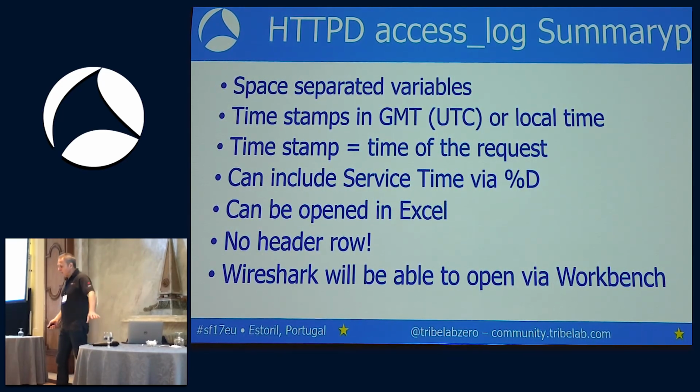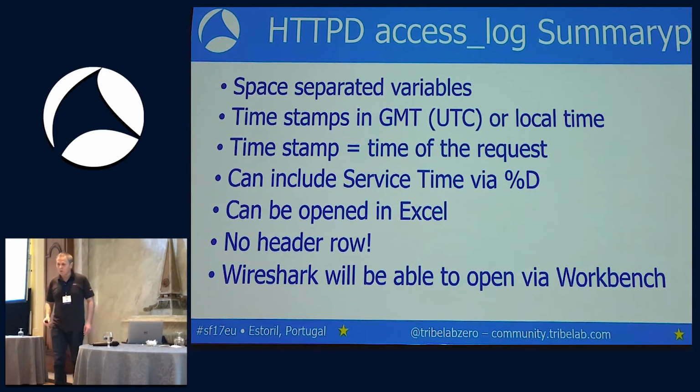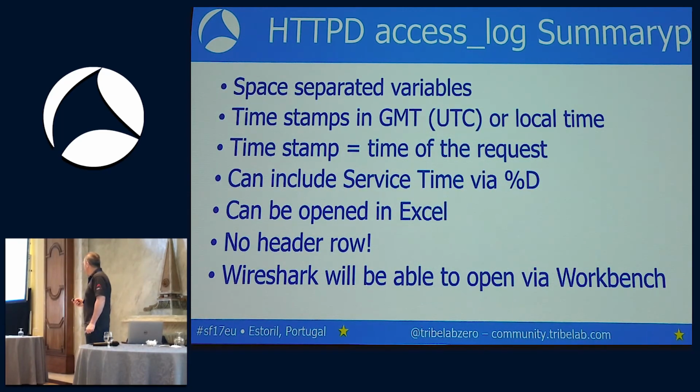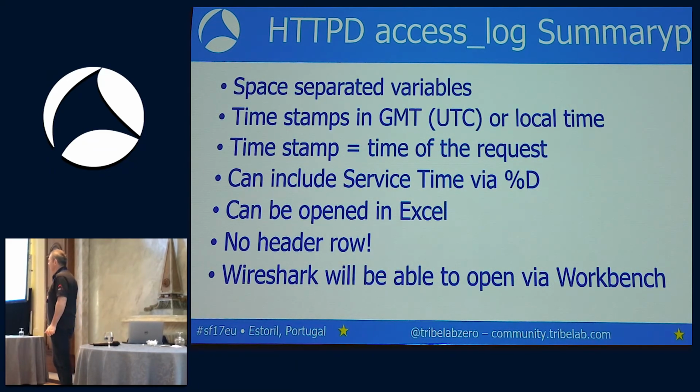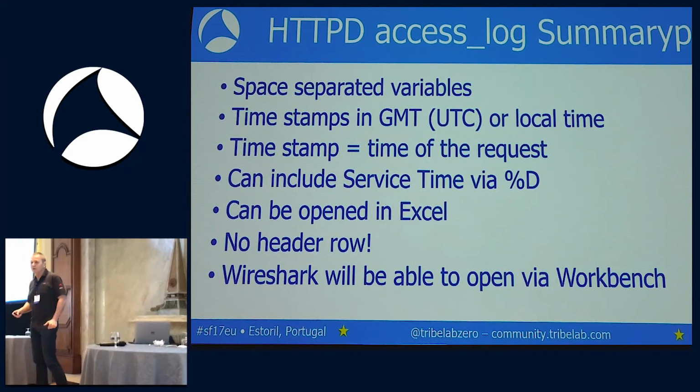You can open it in Excel in just the same way that we did the IIS log, exactly the same. It doesn't have a header row, which is a bit annoying, but you can still add a header yourself. In the future, Wireshark will be able to open it with Workbench, but not right now. I'm not going to do the exercise again, because it's pretty much the same as it was for the IIS one.